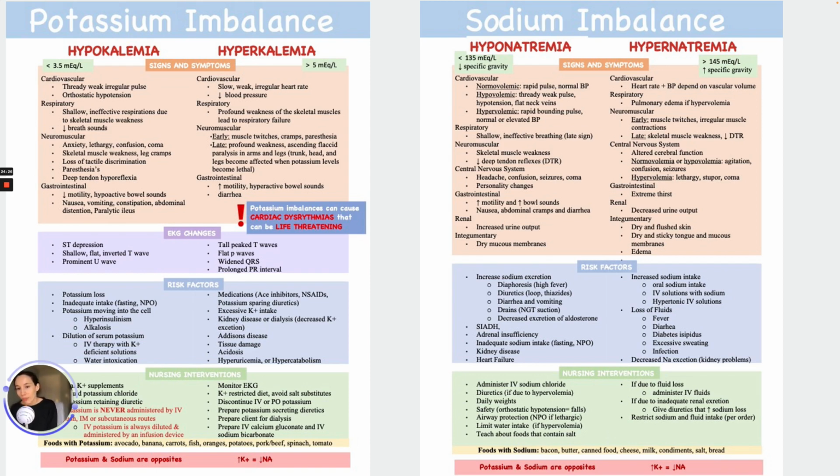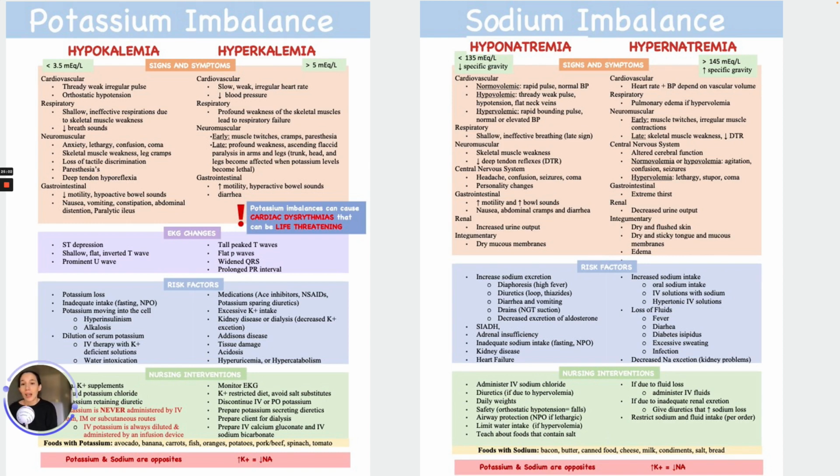Our nursing interventions will be to administer IV sodium chloride, diuretics if due to hypervolemia, daily weights, and safety, so monitoring and assessing for falls or orthostatic hypotension, and airway protection. They may be NPO if lethargic, limit water intake if there's hypervolemia, and teach about foods that contain salt, such as bacon, butter, canned foods, cheese, milk, condiments, salt, and bread.